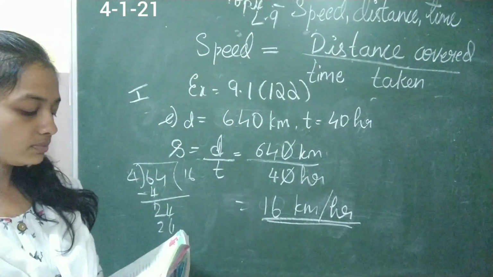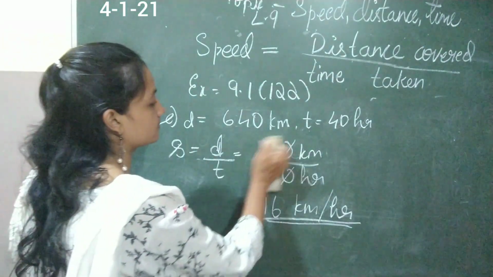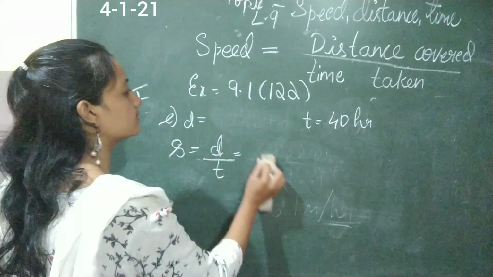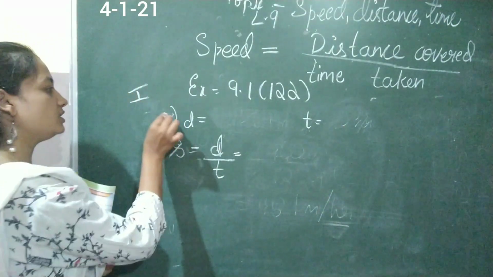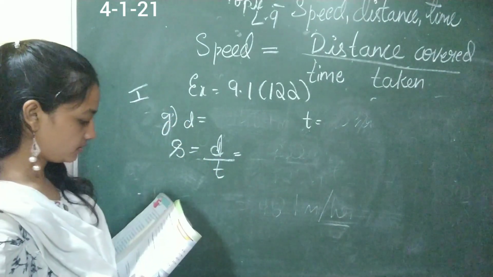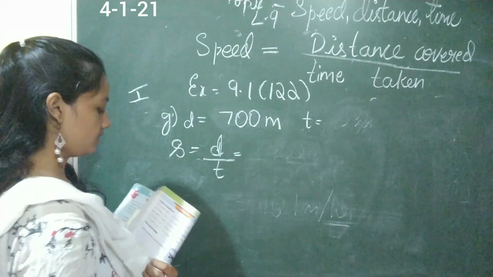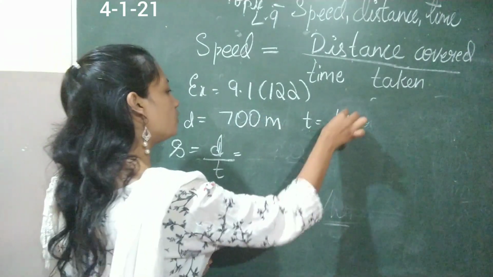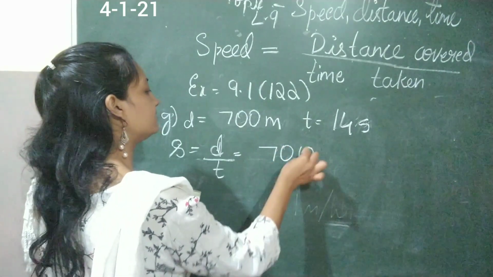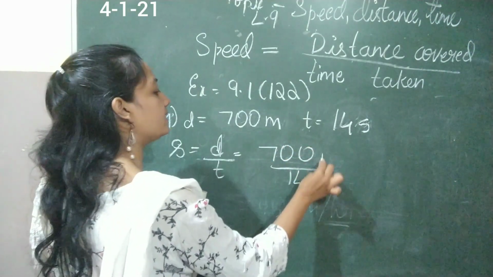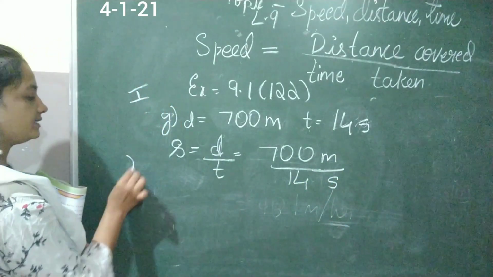So next I am taking G question. Question number G. The distance is 700 meters. Time is 14 seconds. So let's divide 700 by 14 and the units are meters and seconds. So let's divide it.